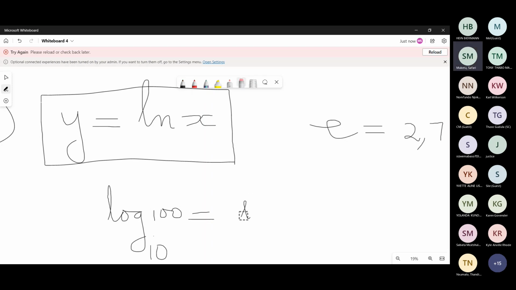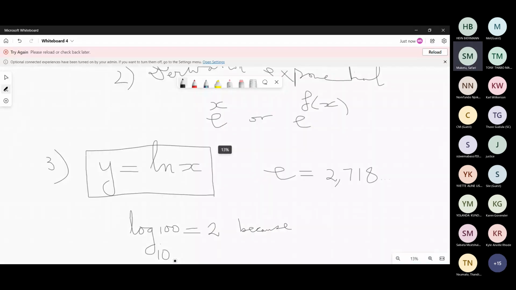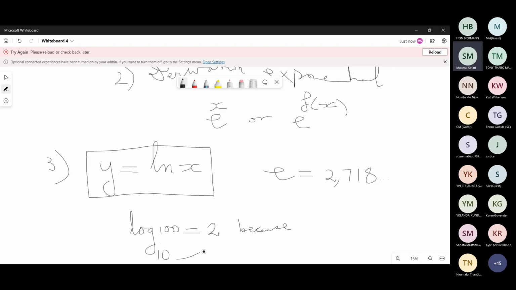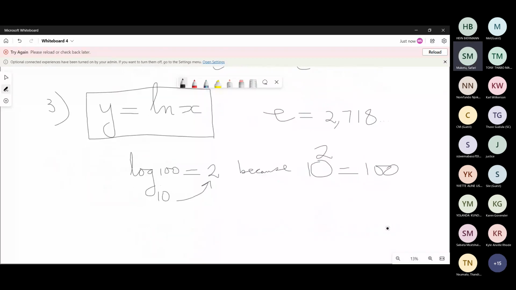And why is it 2? Because 10 power 2 equals 100. Because if you take 10 power 2, this gives you 100. This is how we would define the logarithm in base 10.